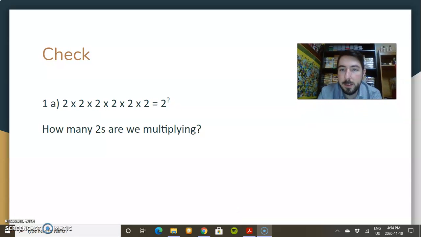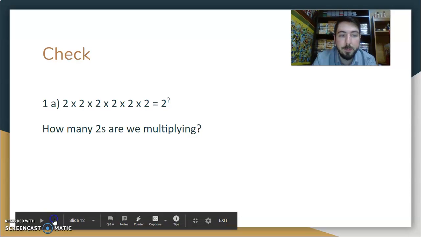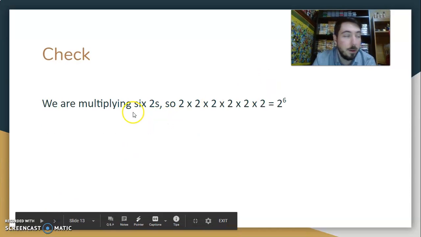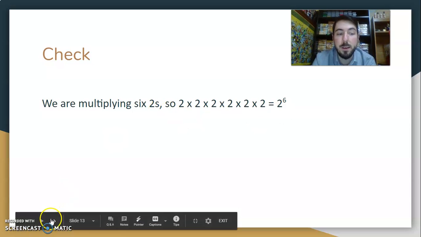Alright, so I think that this was on page 55. We're just going to work through these check questions together. So the first one, 2 times 2 times 2 times 2 times 2 times 2. We want to ask ourselves, how many 2's are we multiplying together? Well, if we actually count them, there are 6 2's, so we can write that as 2 to the power of 6. So you can make sure to fill this in your notes.